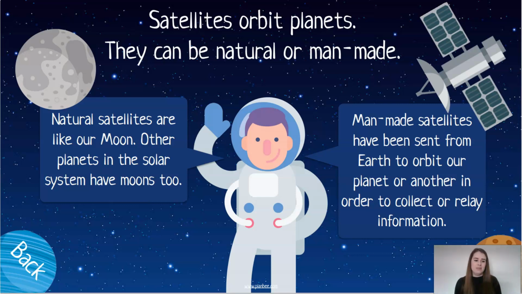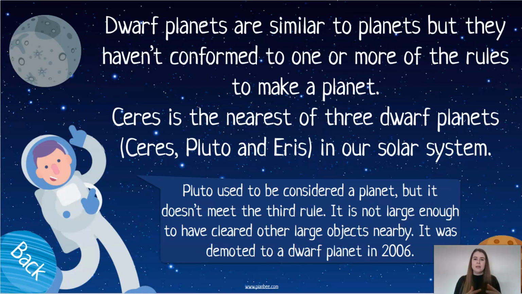And then we have what we call our man-made satellites. Now these have been sent up by Earth to orbit planets, and they collect data and information, and then they relay it back to Earth. And that's how we find out other information about other planets that at the moment we don't have human life on.